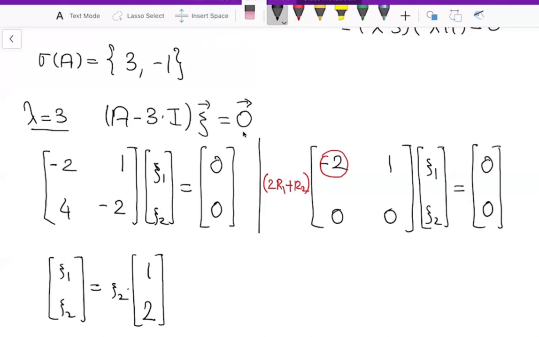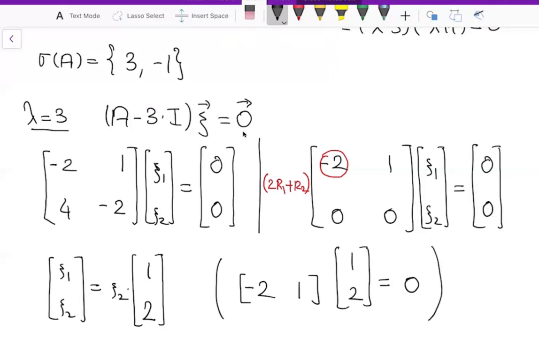If you don't believe it, just take the dot product. Take the dot product of -2, 1 and 1, 2. You exactly get 0. That's the reason: you are finding a perpendicular vector to -2, 1.